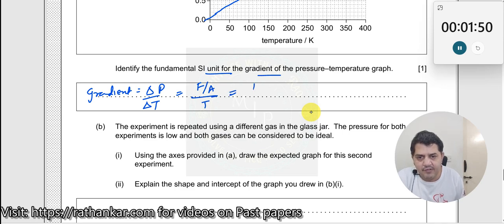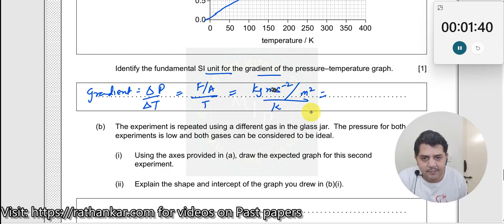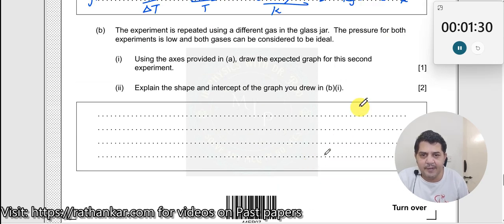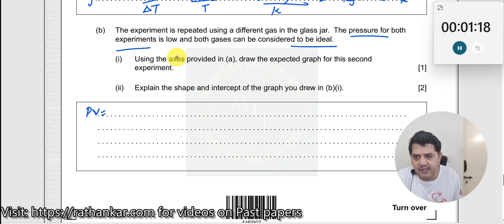Now what is the unit for force? Kg meter per second square, that is m into a, divided by area in meter square, divided by temperature in Kelvin. So if I write this, one meter and this square goes away. I'll write this as kg per meter per second square per Kelvin. That's it. This gives you 1 mark. Very easy, right? The experiment is repeated for a different gas in the gas jar, and the pressure for both experiments is lower. Both the gases can be considered to be ideal. If you know what an ideal gas is, then fine, we know that PV is equal to nRT. This equation can be applied.